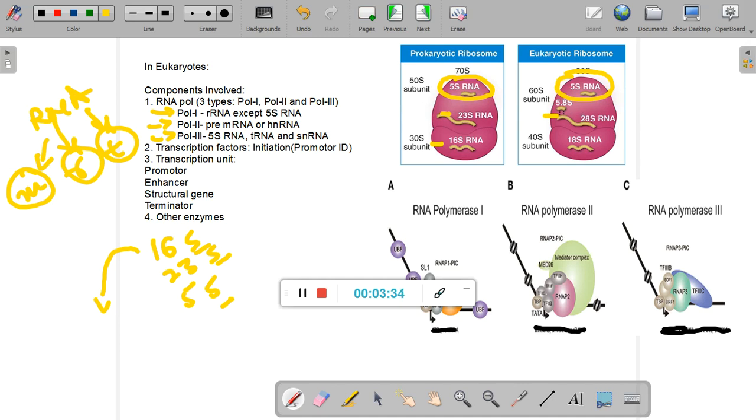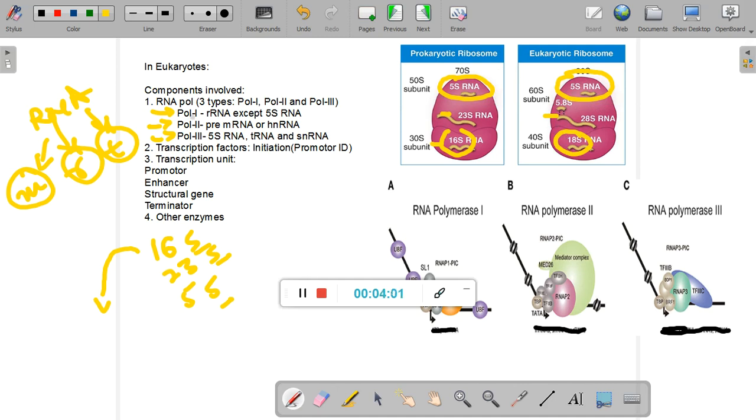Here we have 28S RNA, which is again different. Their sedimentation coefficient is different. And eventually we have the 18S RNA. Here we had 16S, and here we have 18S RNA. So if you look closely, the types of RNA molecules that make up prokaryotic and eukaryotic ribosomes are different with respect to their sedimentation properties. Anyway, coming back to the point, RNA polymerase 1.